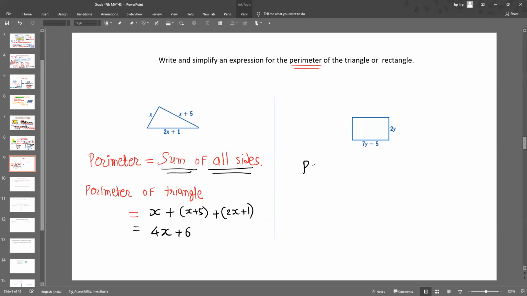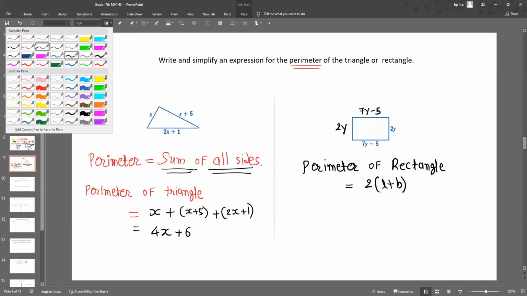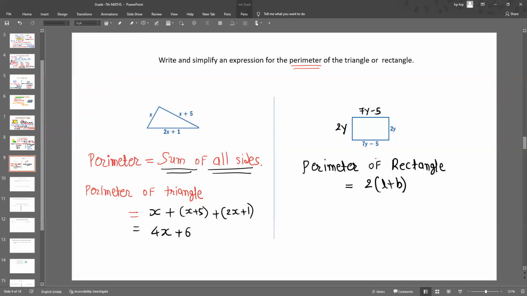Similarly, here we have to find the perimeter of the rectangle. Perimeter of a rectangle is the sum of all its sides. You know that a rectangle has two pairs of equal sides. So this is 7y minus 5, and this is 2y. The formula is 2 into L plus B. Suppose you forgot the formula of a rectangle's perimeter. Then you can just add all the sides, and you get the same answer. Understand?